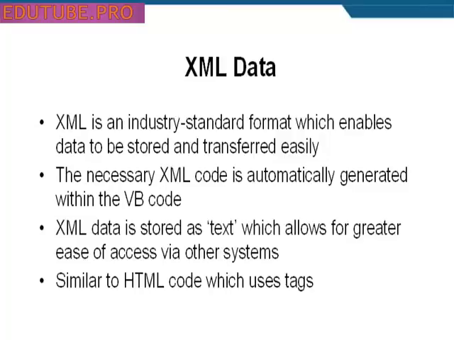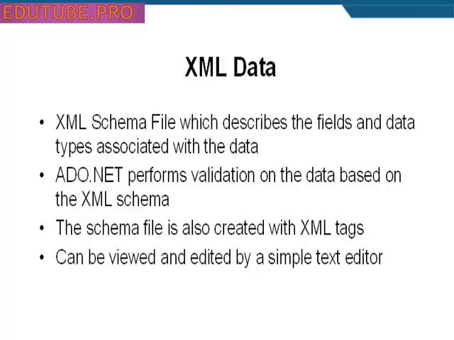Tags are used to indicate data in XML. The XML data has an XML schema file. The schema file describes the fields and data types that are associated with the data. Sometimes this is referred to as metadata.